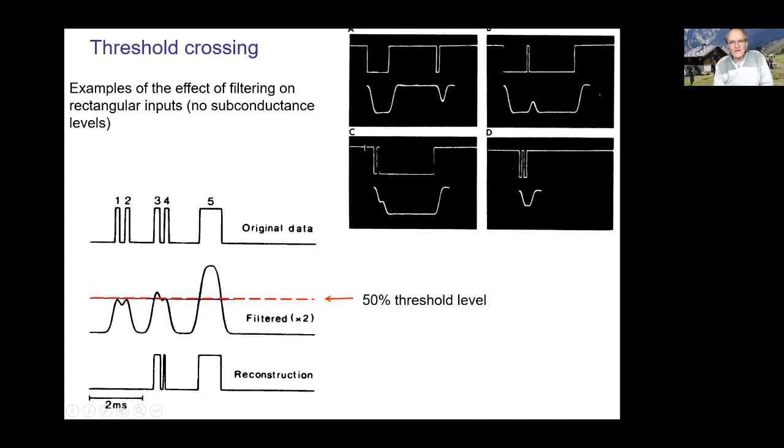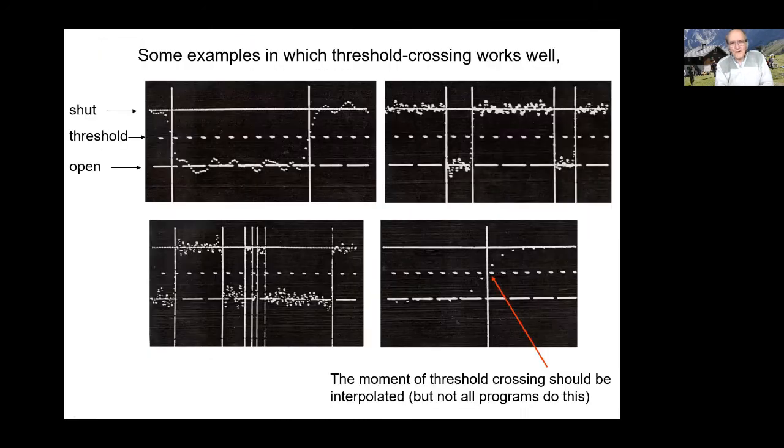In fact, if you have a short opening, a short shutting, and then a long opening, it can look something like that. And if you have two short shuttings in succession, it can look very like a sublevel opening. These are some of the hazards; there'll always be a few ambiguous things.